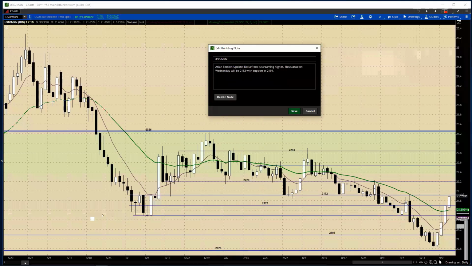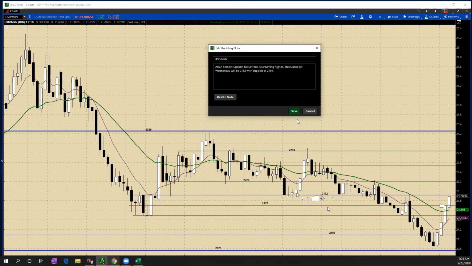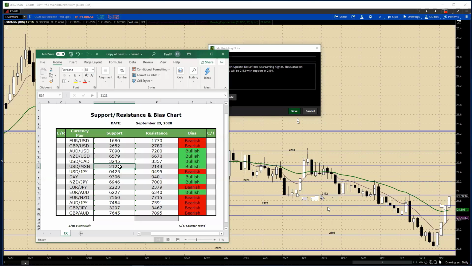Resistance on Wednesday will be 21.82. Now you have to come right here. Now this is going to be resistance, and that's going to be pretty good resistance, 21.92. But look, they've already blown through 21.82. So let's go on and get this. It's going to be 21.92.